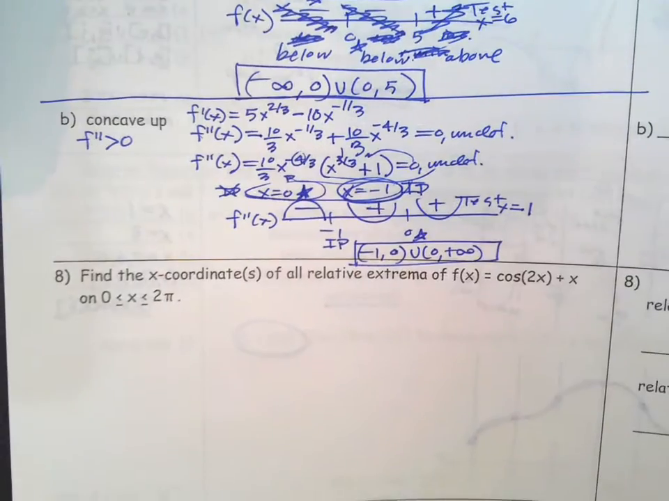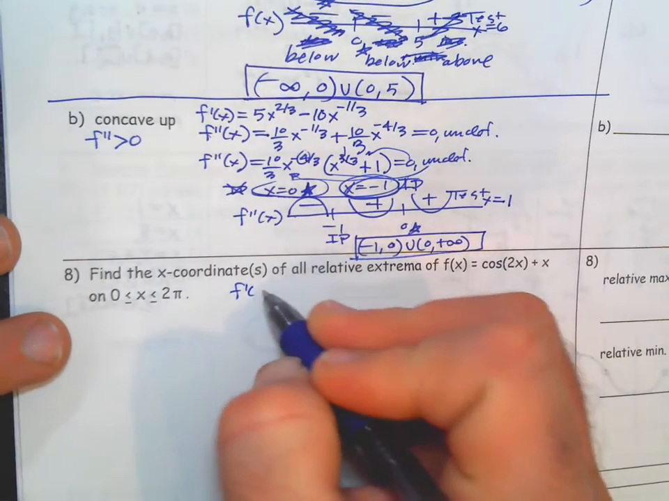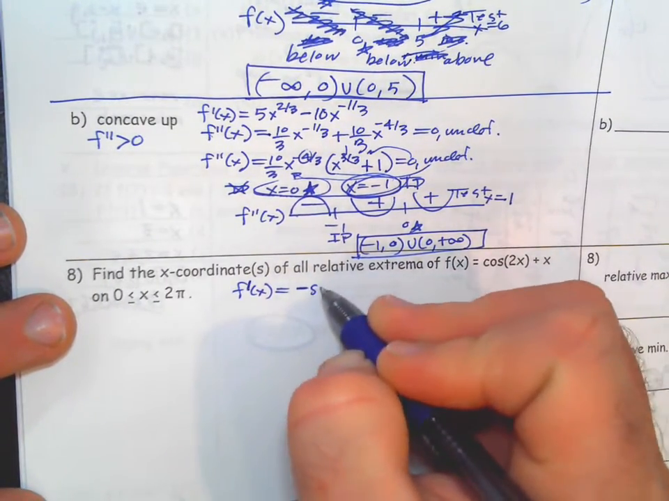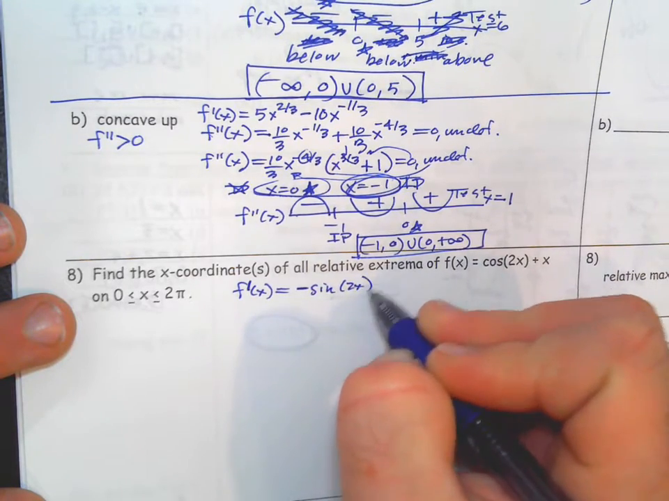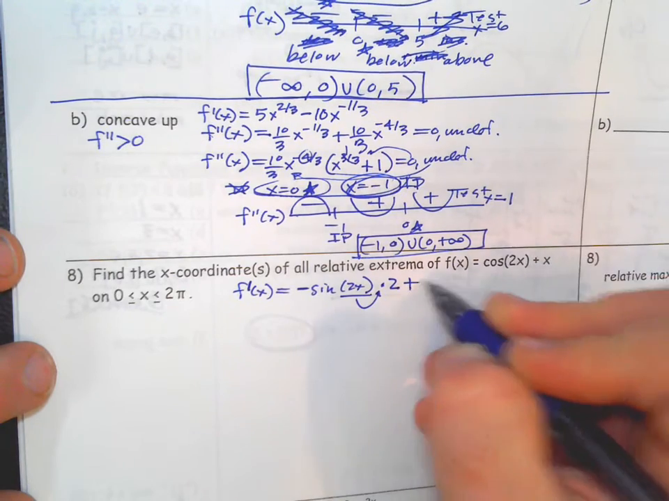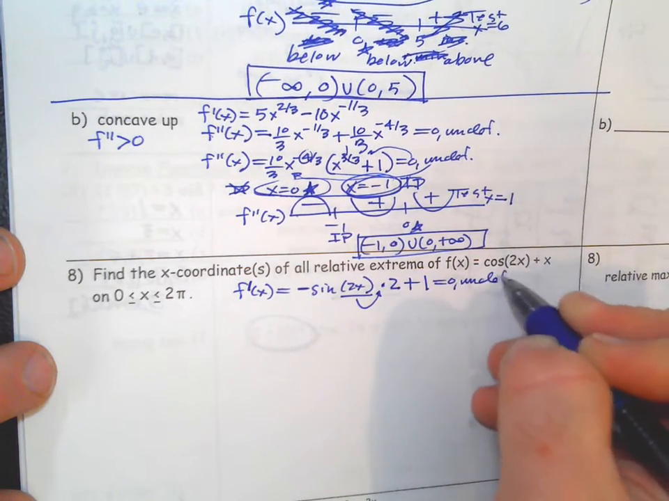Okay, number 8, find the relative extrema. So we need to find critical points first. We're going to take the derivative, label it. Derivative of cosine is negative sine. Leave the inside the same. Times the derivative of what's inside, which is 2. Plus derivative of x is 1. And then we're going to set it equal to 0 or undefined. This is all stuff you should show in your work.